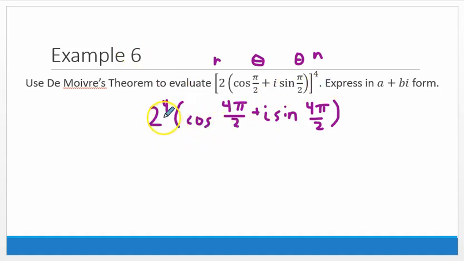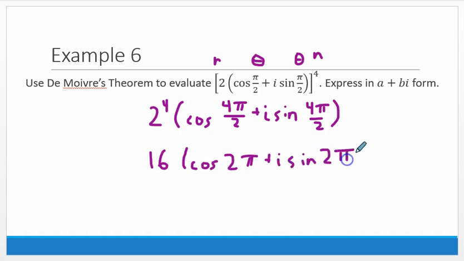Now we just want to simplify this a little bit. So you want to evaluate 2 to the 4th power. And like I said, we should be able to simplify 4 pi over 2. Let's instead call that 2 pi. And that angle should always be the same for both the cosine and the i times sine part. Now, if they had asked us to write the answer in trig or polar form, we would be done. This is our complex number in the trig or polar form. But they didn't. They asked us to express it in a plus bi form, which is standard form.